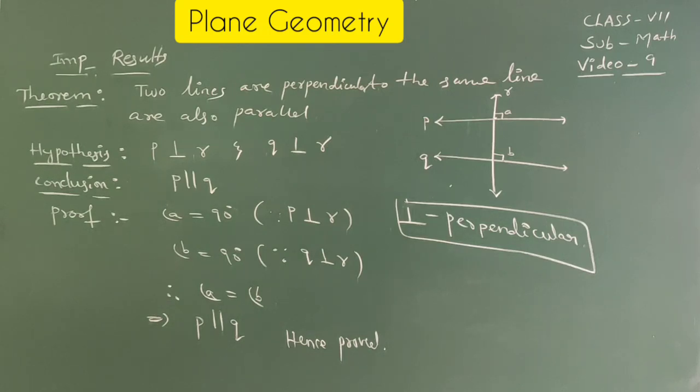Proof: angle A equals 90 degrees because they are perpendicular lines. Angle B equals 90 degrees, they are perpendicular lines. So both are equal to 90, that's why A equals B. If A and B are equal, the lines are parallel because A and B are corresponding angles. The corresponding angles are equal, so the given lines are parallel according to the converse of the corresponding angles axiom.